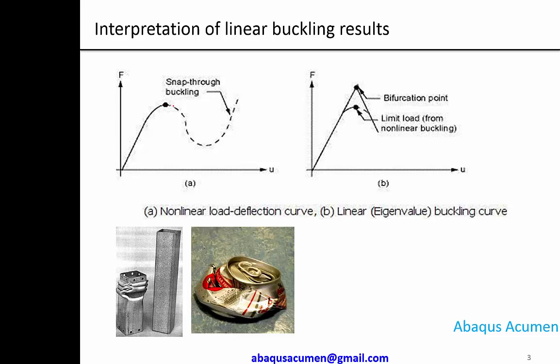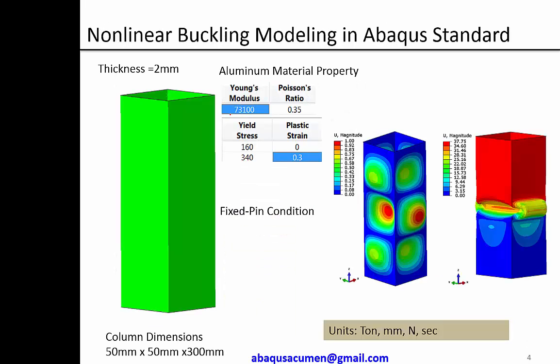You see once it goes through the snap through behavior, once it is buckled the parts get in contact, and then the load starts getting increased. So let's go to the problem now. It will be typical aluminum properties.